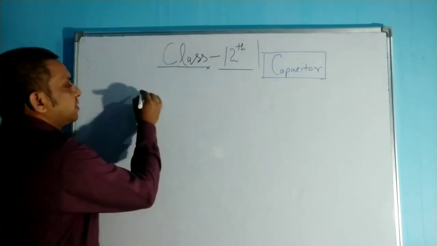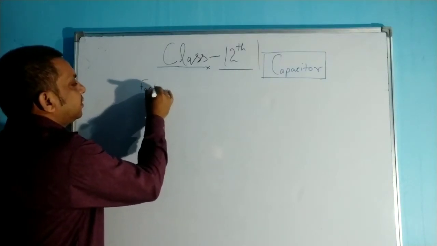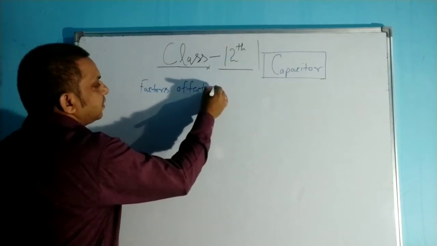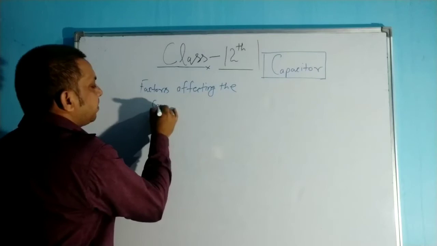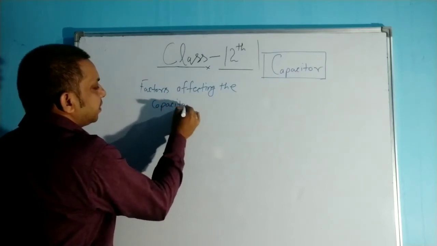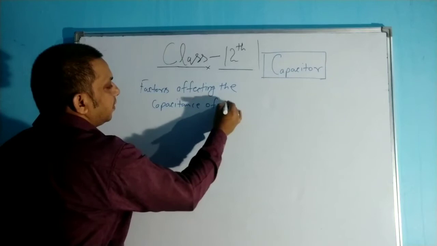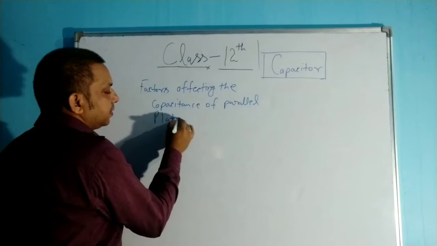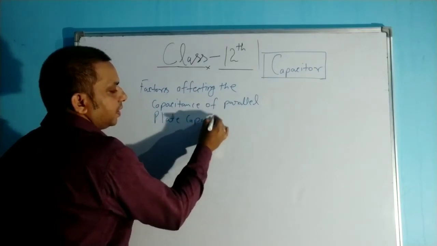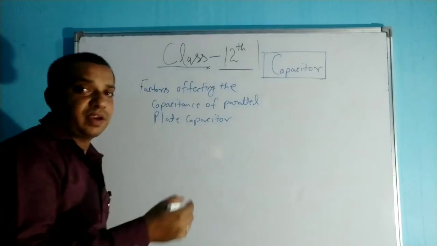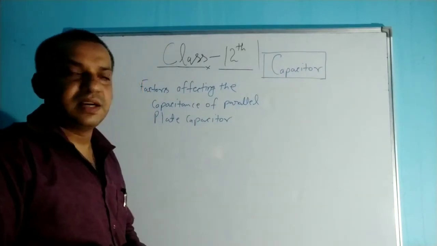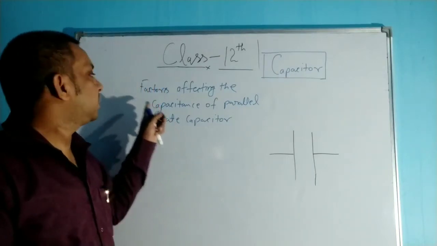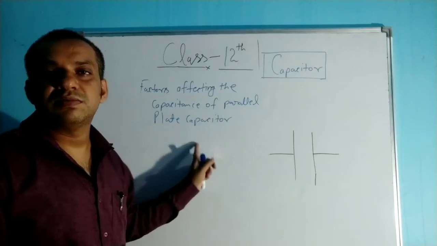So you see here the first factors affecting the capacitance of parallel plate capacitor. So what are the factors which will affect the capacity of the parallel plate? We are going to investigate what are the factors affecting the capacitance of the parallel plate capacitor.